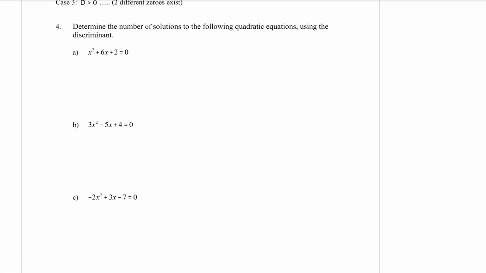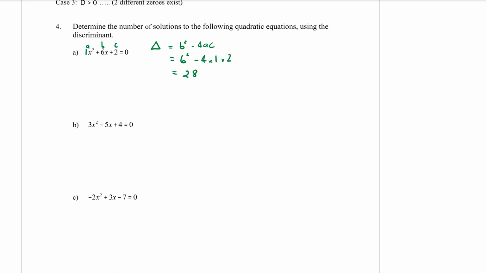It says determine the number of solutions to the following quadratic equations using the discriminant. So I just want to write down my formula. Discriminant is equal to b squared minus 4ac. And I'm just going to sub in like I would for the quadratic formula. The a is going to be the 1 that's in front of that x squared. B is 6 and c is 2. So substituting in, it's 6 squared minus 4 times 1 times 2. Type it in your calculator or do it in your head. We get the answer 28.